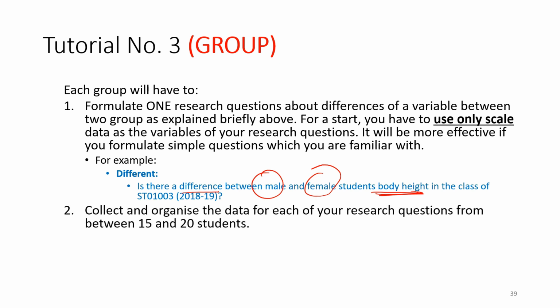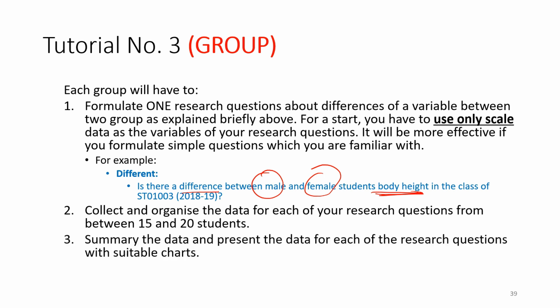After that, you should collect the data for your research question. You have to collect between 15 to 20 students for each of the groups, and then organize your data in a table. Make sure you organize it correctly according to the experiment unit and variables. After that, you have to summarize your data and then present the data with suitable charts.